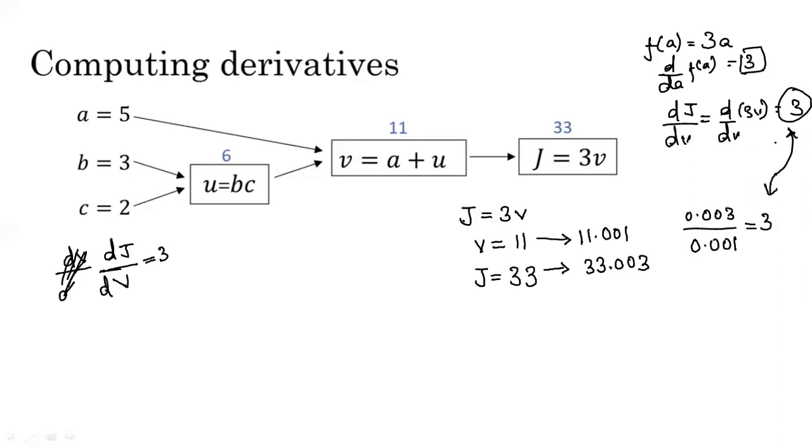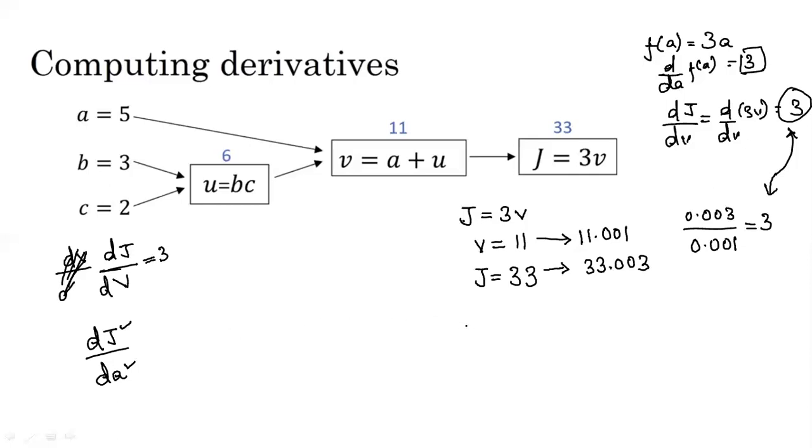Okay, now let us take a look at another example where we need to find dJ upon da, that is the rate of change of J with respect to the rate of change in a. What will be the change in the value of J if we have a very small change in the value of a? So now let us look at the basic method through which we are solving.